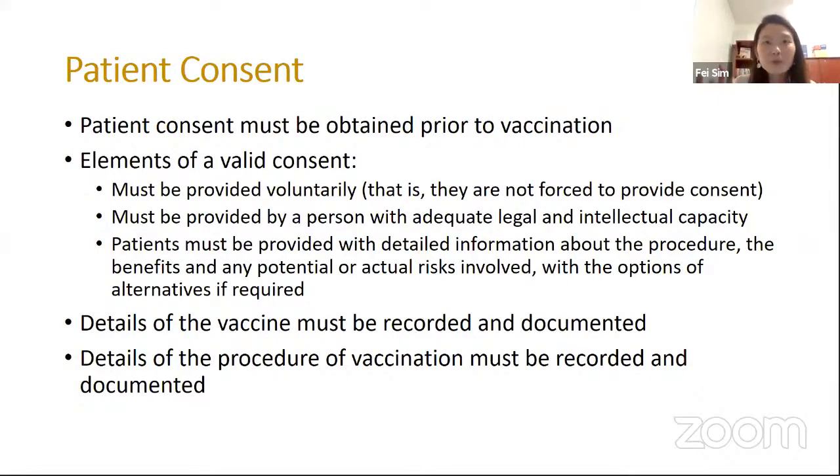So always put yourself in the patient's shoes when you provide clinical services, because you need to understand what the patient needs, and then you can actually give them what they need.